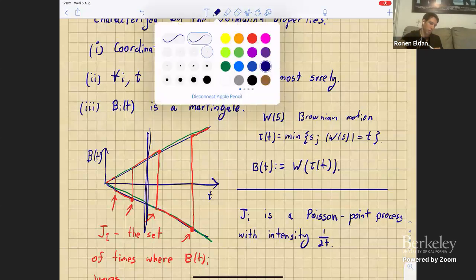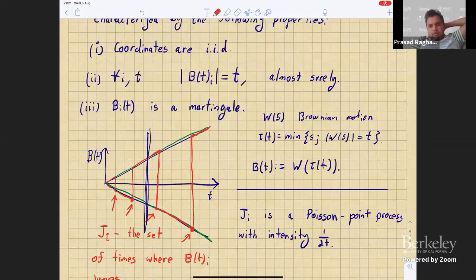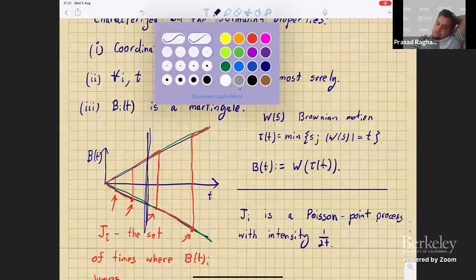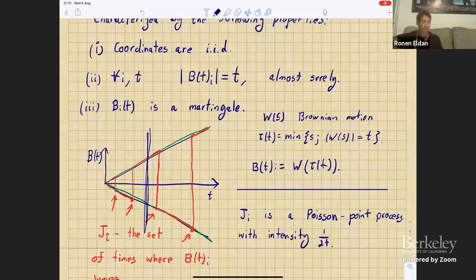Which kind of, okay, I guess it kind of makes sense with the fact that this is a martingale. Let me... and the intensity has to be this 1/2t to be a martingale or something. Exactly, that's the intensity you have to pick for this thing to be a martingale.